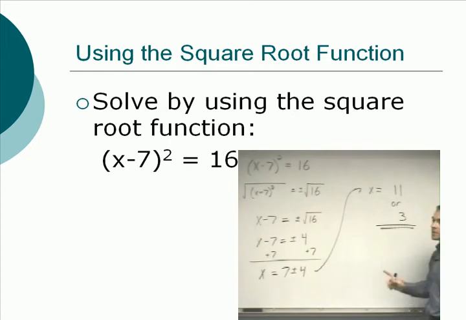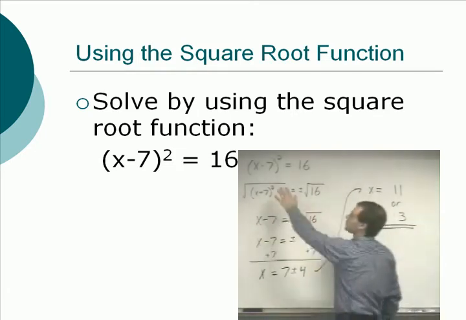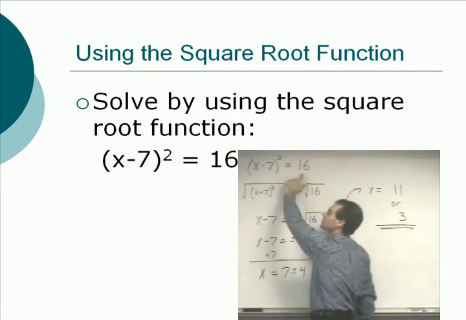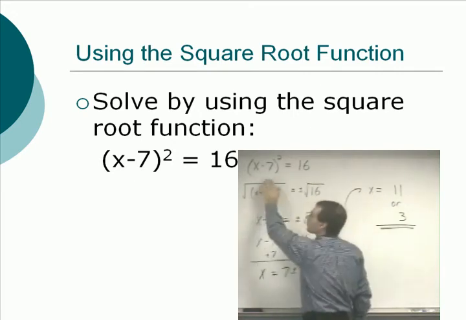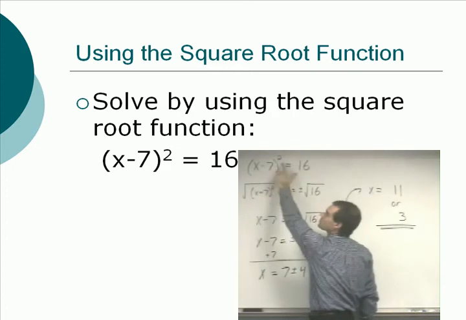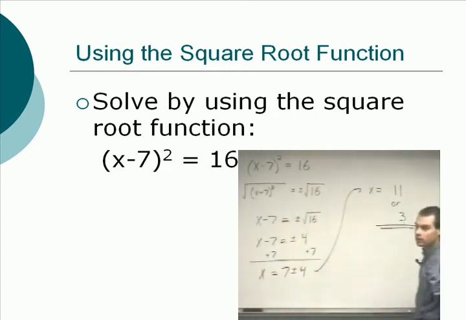There's our two solutions. Now, this is an easy problem to just double check to make sure that both of them work. Go back to your original problem and plug 11 in there. Does this work, or does it hold true? Yeah, sure it does. 11 minus 7 is 4, squared is 16. 3 is our other proposed solution. 3 minus 7 is negative 4. Squared is 16. So yeah, it works.